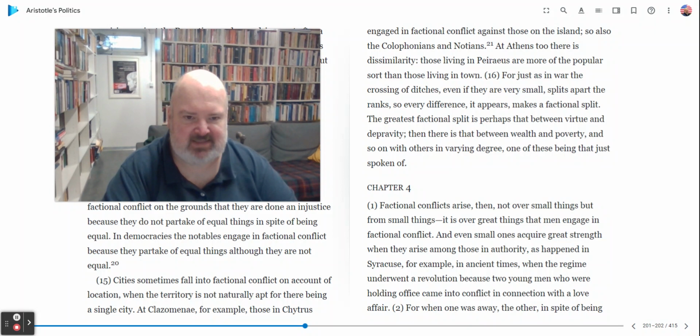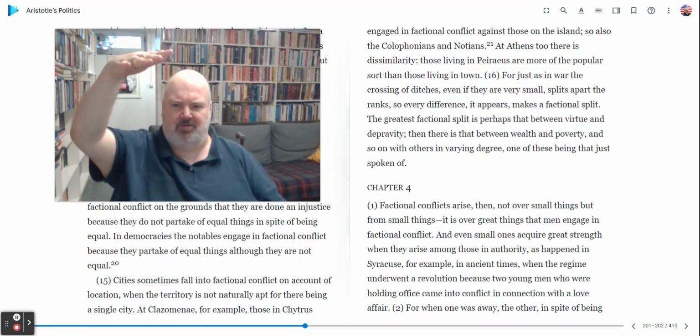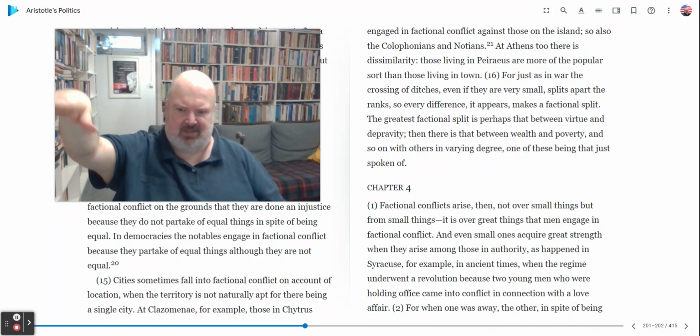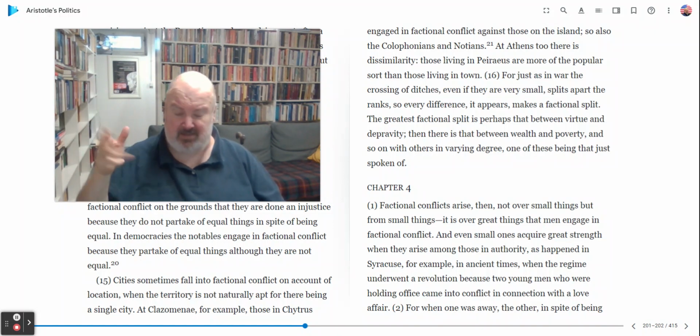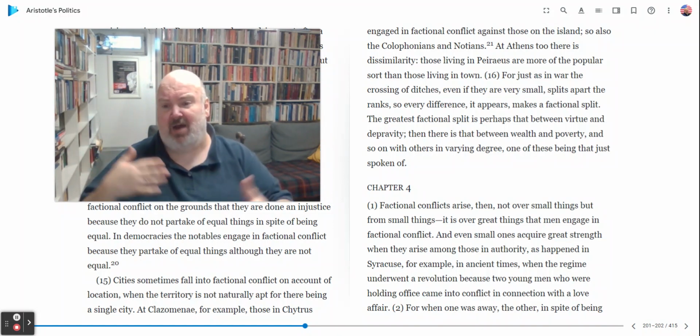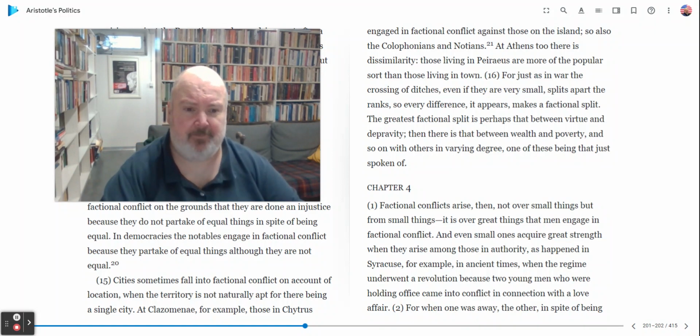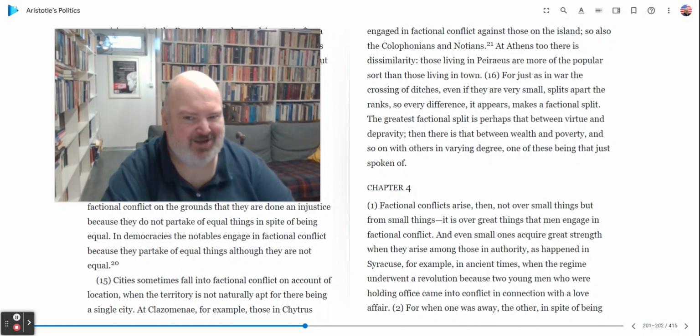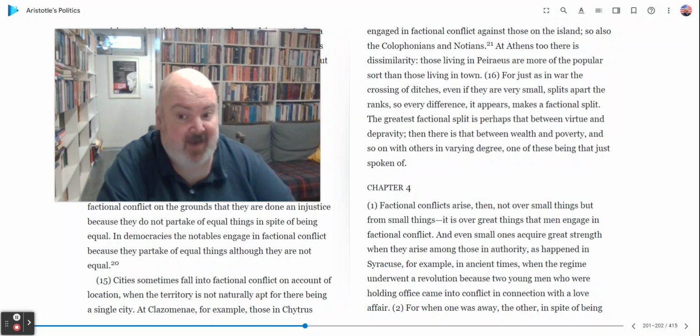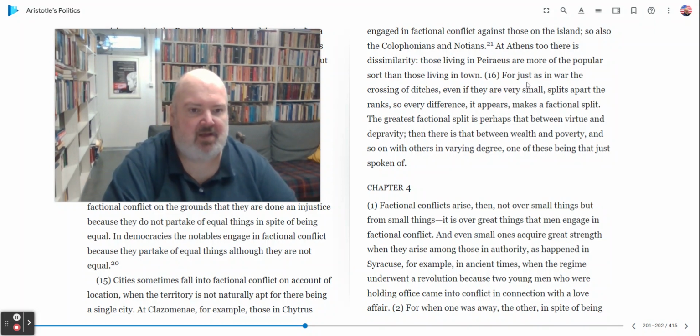And then it goes to Athens too. There was a dissimilarity. Those living in the Piraeus are more popular than those living in the town. The town became more the farmers, the landowners, the older part of Athens, and the Piraeus was tied to the sea, commerce, labor, more popular, more democratic. So the different parts of the city will have different economic interests and different activities, and that will lead to differences, and those differences can lead to factional disputes.